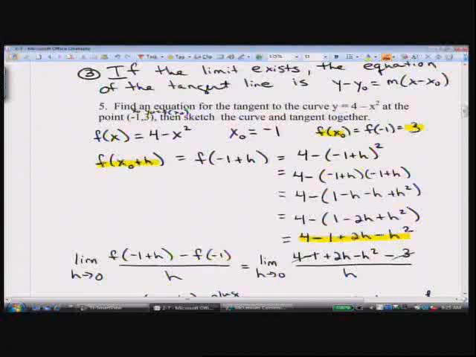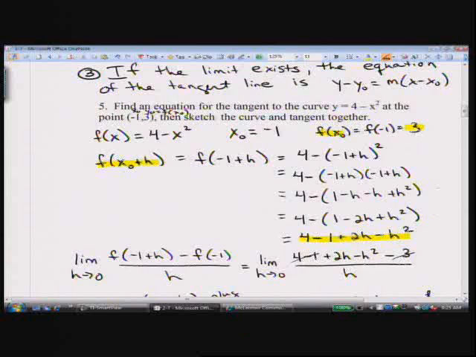Find the equation for the tangent of the curve y equals 4 minus x squared at the point negative 1, 3. So you recognize that this negative 1 in the problem is your x naught, and the 3 is your f of x naught, or your y naught, okay? So x naught is negative 1, f of x naught is 3. You'll put the negative 1 in for x naught to find f of x naught plus h. That's really looking for f of negative 1 plus h.